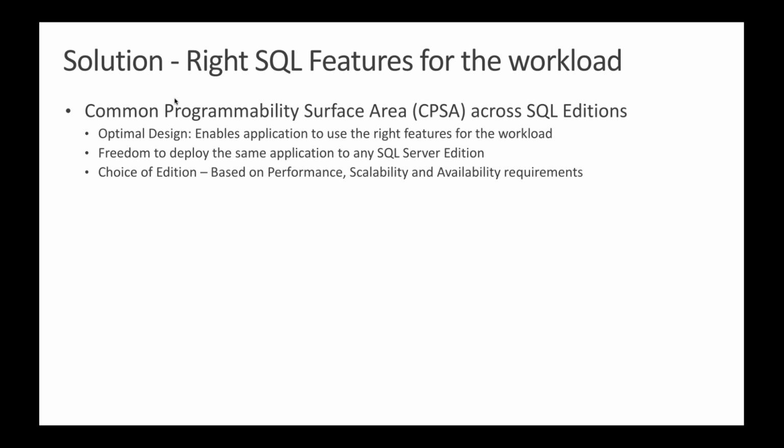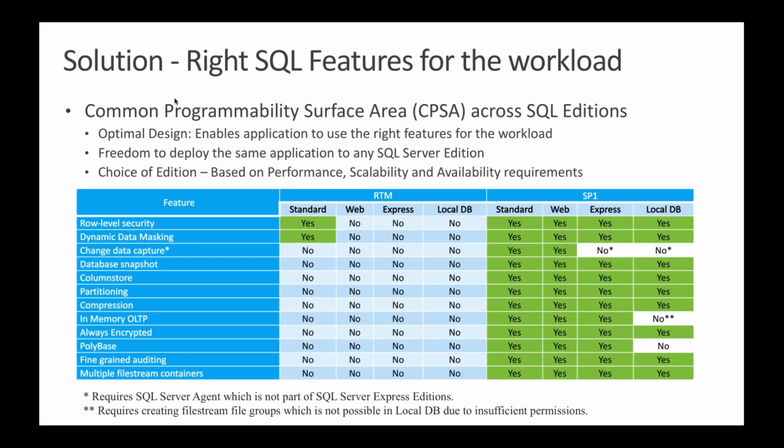So those are really where the costs come in. In here, if we look at these features, all these features at the bottom came into SP1 in Standard and Express edition. So we see change data capture, database snapshots, column store, partitioning, compression, in-memory OLTP, Always Encrypted. That Polybase is a little bit of an error on this slide. Polybase was available in Standard at RTM of 2016. Fine-grained auditing, and then multiple filestream containers. So all of these things are now available across all these editions.